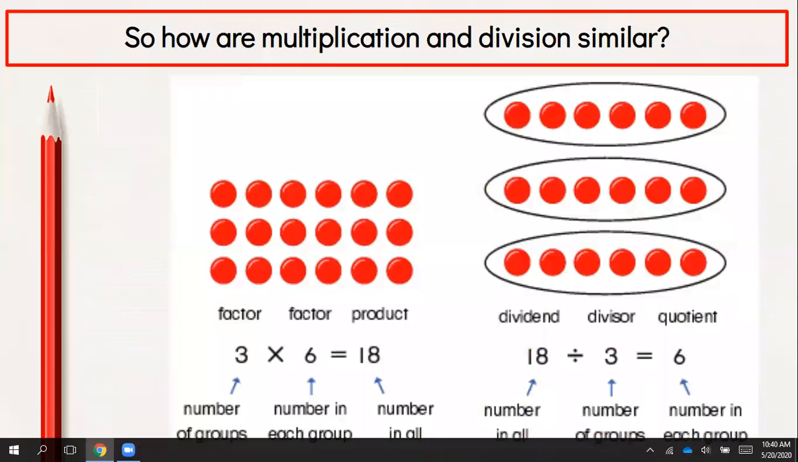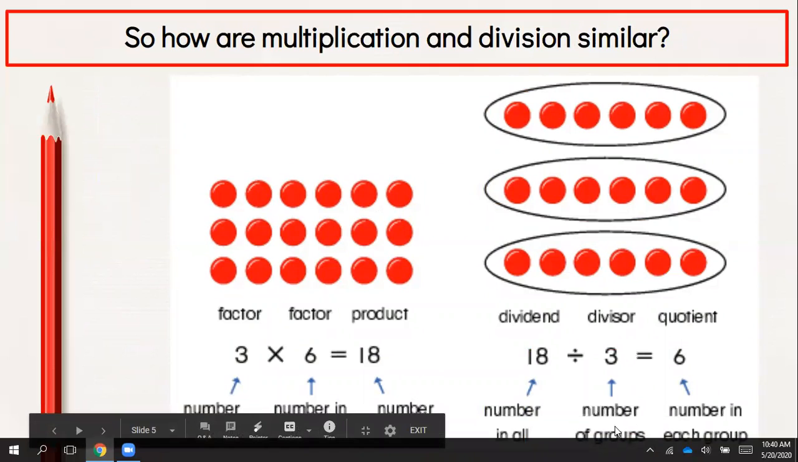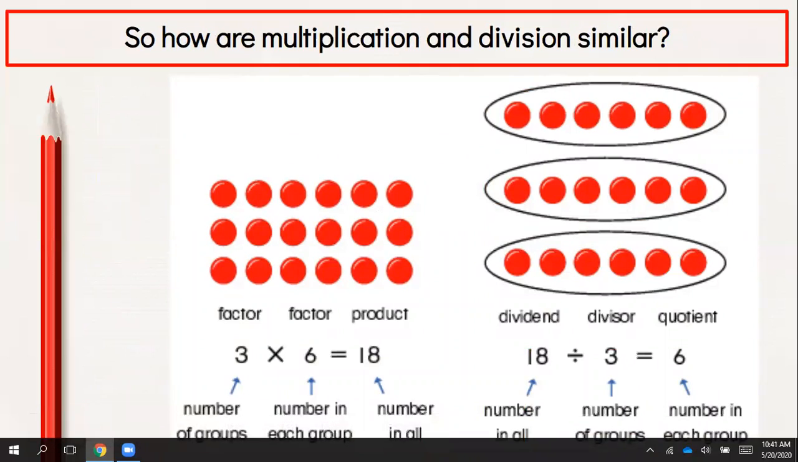Another way to look at how they're similar is to think about which numbers are in your equation. For this example, you had the number of groups, and then the number in each group, and the number in all. You can see, okay, that each part is the same, it's just switched around in the different equations. Remember that in multiplication, you're doing the number of groups times the number in each group to find the total. And then in division, you're finding the number in all, or the total, and the number of groups to find the number in each group.